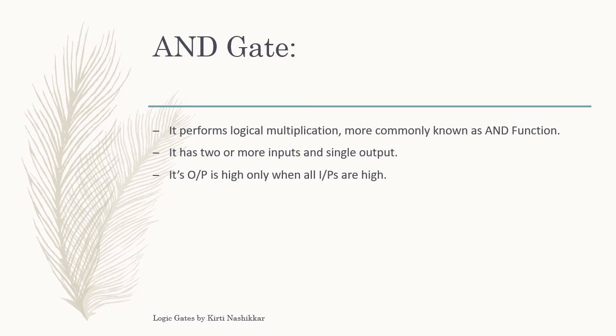Its output is high only when all inputs are high. So we can say that this is the logic of AND gate, which gives us the high output only when all the inputs are high. So if the number of inputs is 2, then if both the inputs are high, only then we will get the high output. In the rest of the cases, the output will be low or it will be 0.